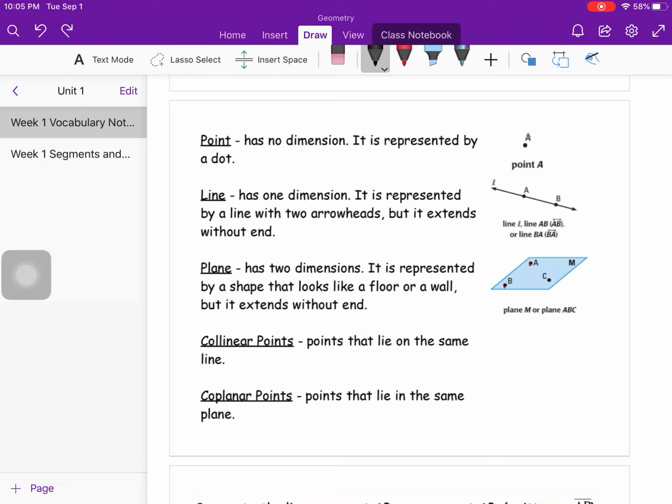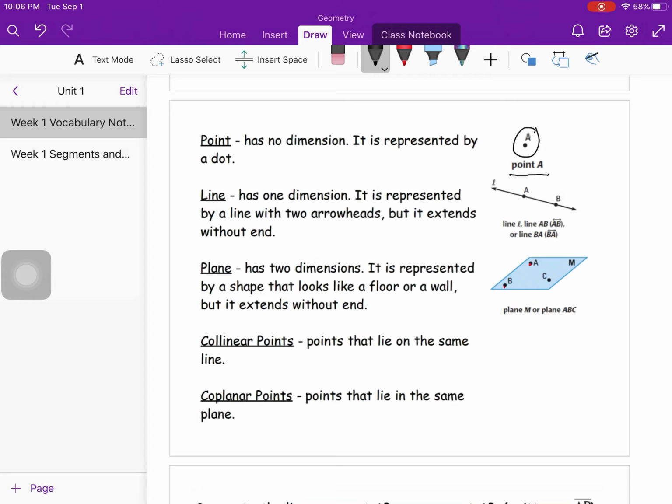So the first thing is a point. It has no dimension and it is represented by a dot. So you could think of like a point on a coordinate grid, because that's technically the same thing. Typically how we denote a point is it's a little dot and then it has an uppercase letter next to it. And when you're talking about it, like to describe it in a sentence, you can say point A.